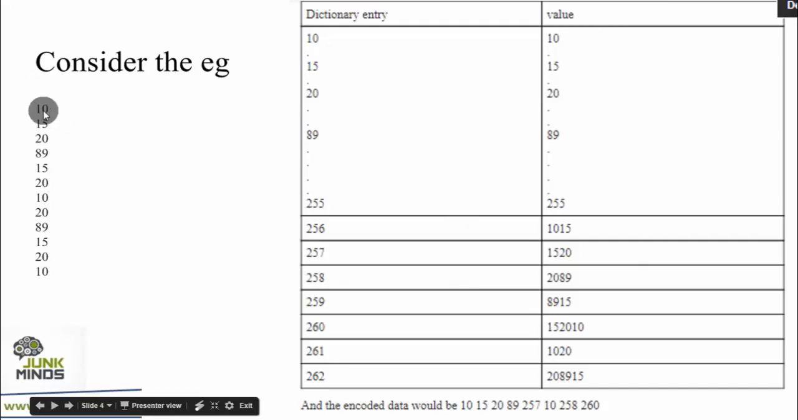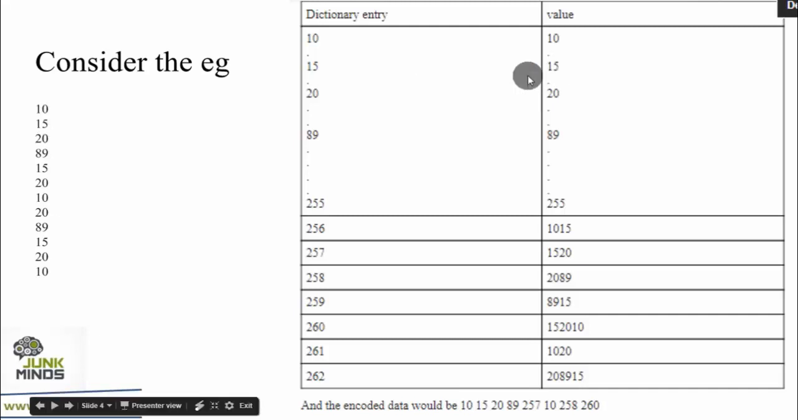So to encode, consider this is the string that has to be encoded. The first value 10 is taken and checked in the dictionary. The value 10 is found at dictionary entry position 10. So the next value is added along with 10, which means 10 and 15 are checked together now. But 1015 is not in the dictionary, so that is added to the dictionary at position 256. Since the value 10 was found at entry 10, the encoded data would be 10 for that position. Now 15 is again checked.